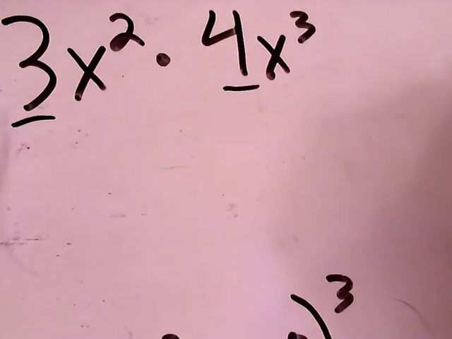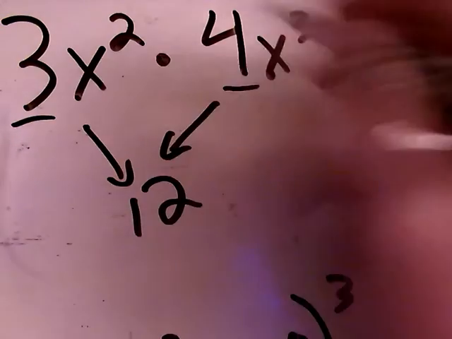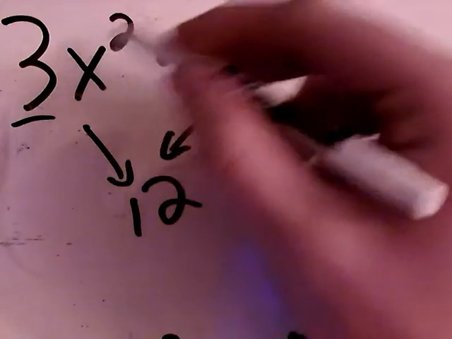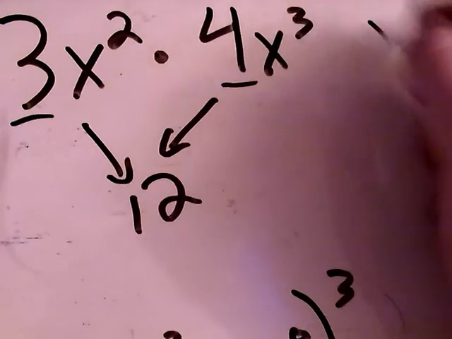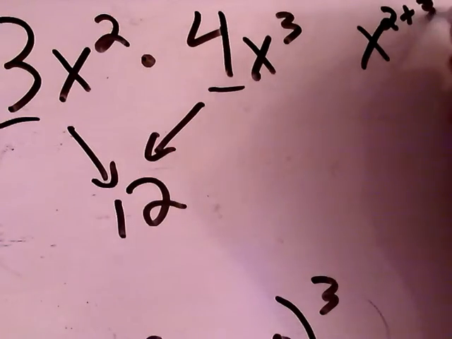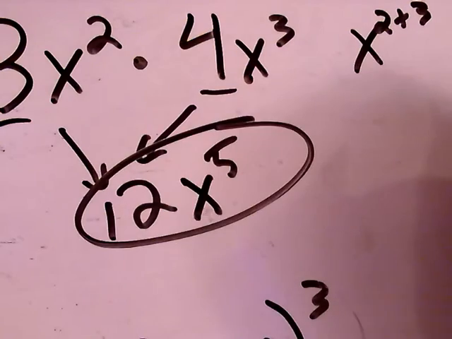Now remember, when you have the 3 and the 4, you multiply just like normal. That becomes 12. Remember, when you're multiplying x squared times x to the third, all you have to do is add the exponents, so x to the 2 plus 3, that becomes x to the 5th. So there you go. Very simple.